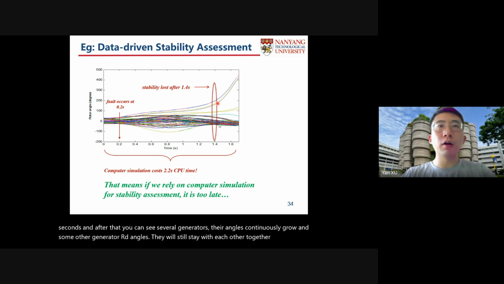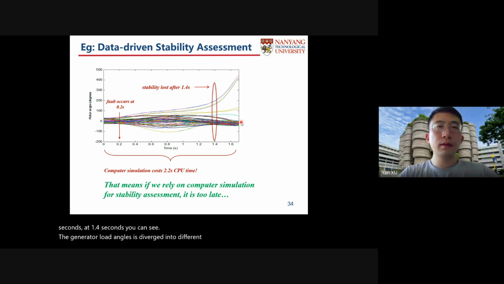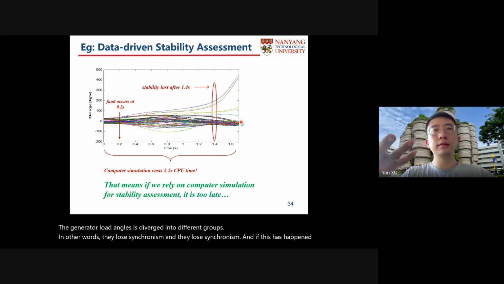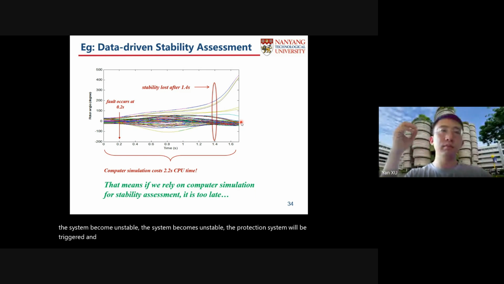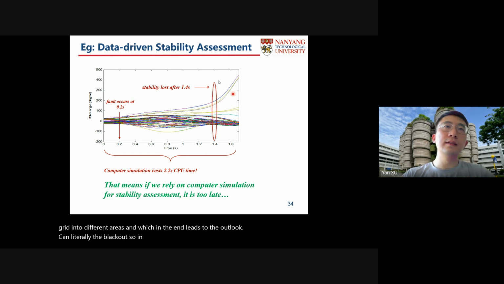But at 1.4 seconds, you can see the generator rotor angles diverge into different groups. In other words, they lose synchronism. And if this happens, the system becomes unstable. The protection system will be triggered and will trip off the generators, and we may also separate the power grid into different areas, which in the end leads to the outage, the blackout. So in this case, this is an unstable case.